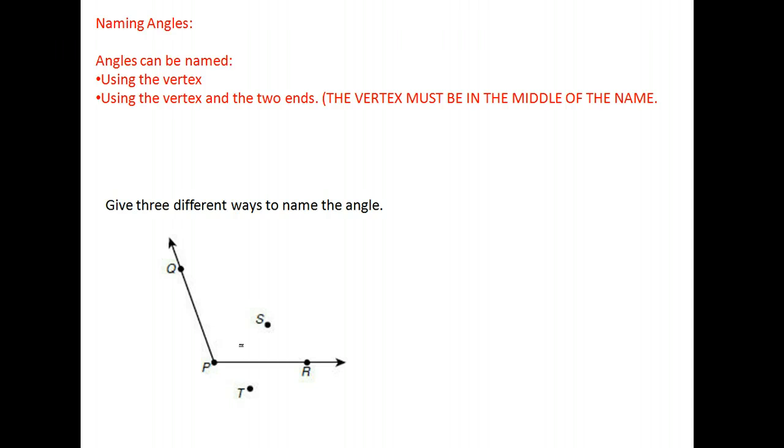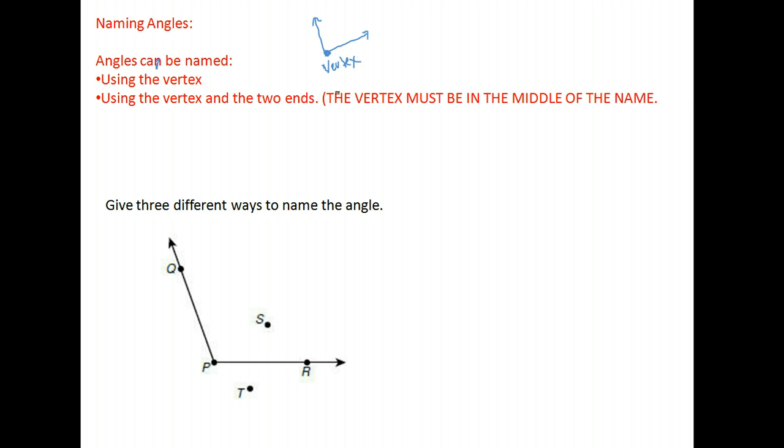All right, let's talk about angles. We'll talk about naming an angle. Hopefully you're familiar with angles and their appearance. Angles are made up of two rays that meet at a common endpoint. So they start at a common place and they go out from there. That common endpoint where they meet is called the vertex.